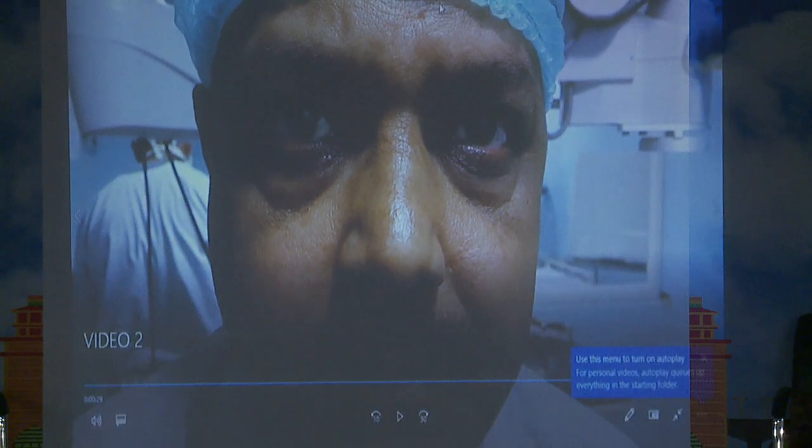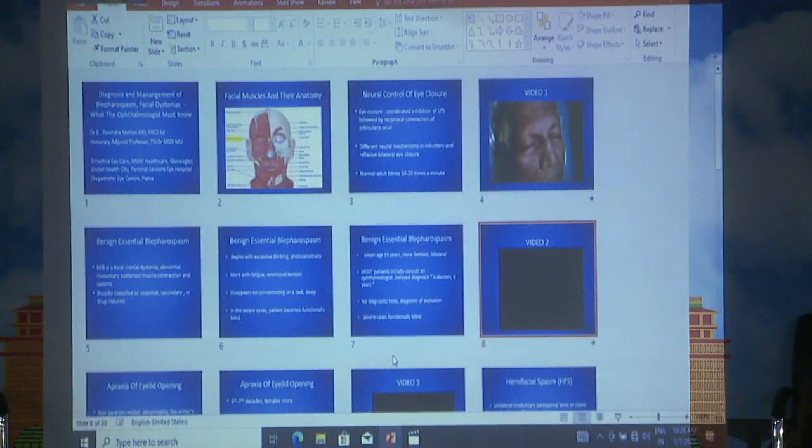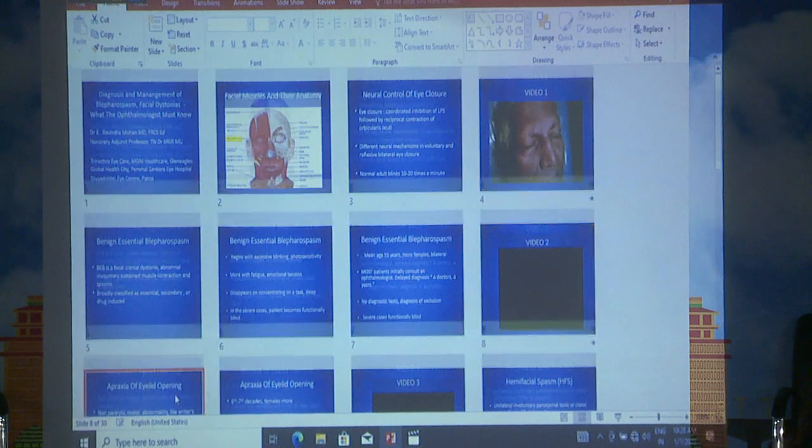So this is a person able to close the eye well, but unable to open. This is an entirely different condition called apraxia of lid opening. This is even more rare and often very obviously missed.